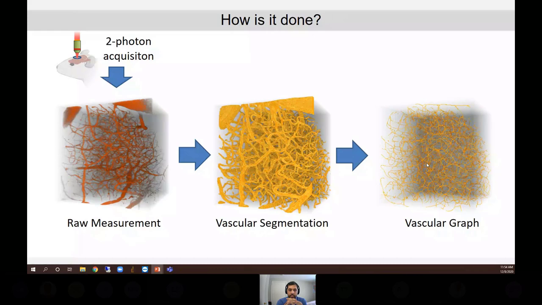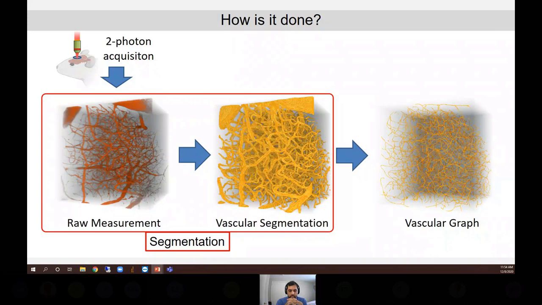So in this project, the focus was on the segmentation part, because when we started this project, vascular segmentation was becoming the bottleneck for us. We had some very large scale 3D data on which we were not able to get very good quality vascular segmentation, which is important for accurate modeling of the blood vessels. So that is what we set out to do in this project.